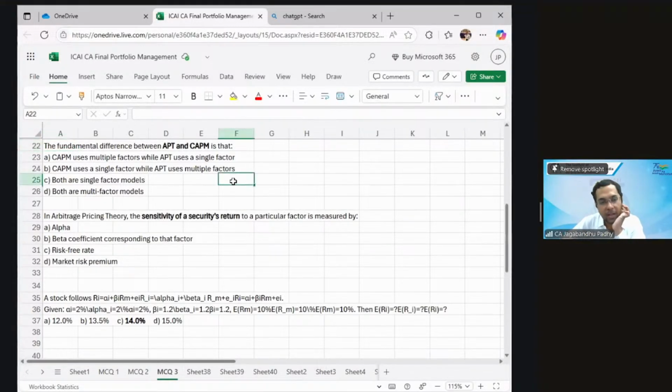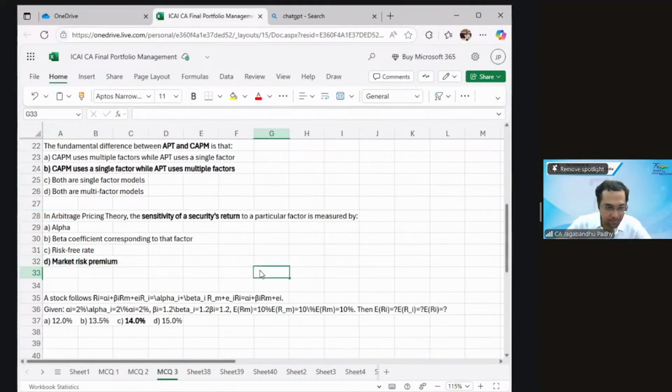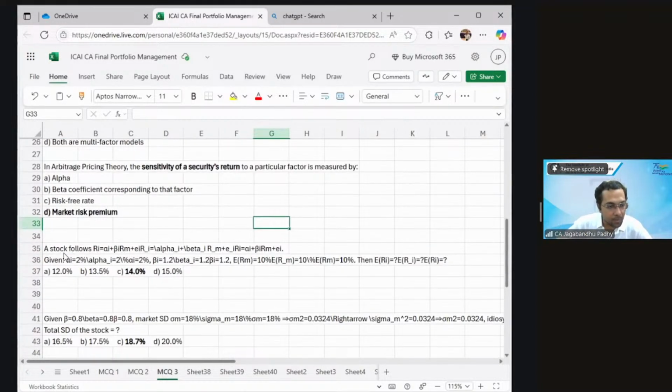The fundamental difference between APT and CAPM is: CAPM uses single factor while APT uses multiple factors. Correct. What about this? In arbitrage pricing theory, sensitivity of a security return to a particular factor is measured by alpha, beta risk premium, beta coefficient, risk-free rate, or the market risk premium? Of course, the market risk premium. Yes.